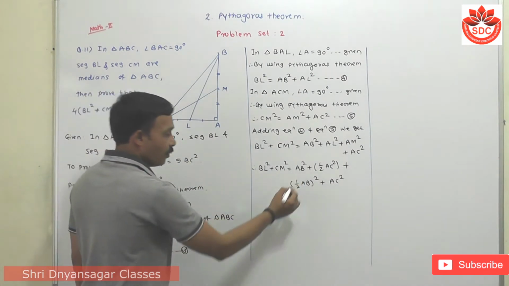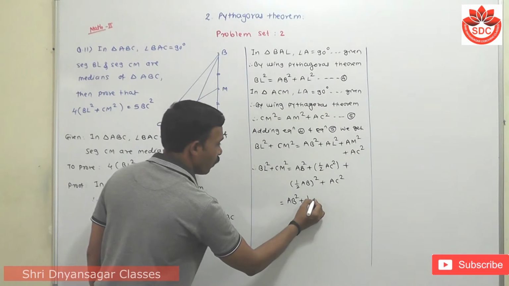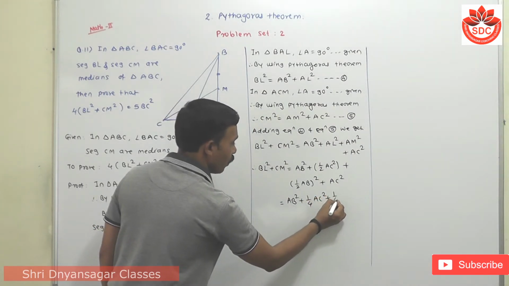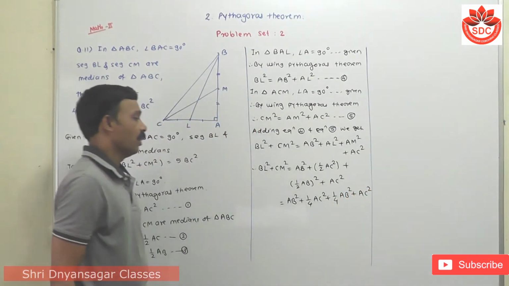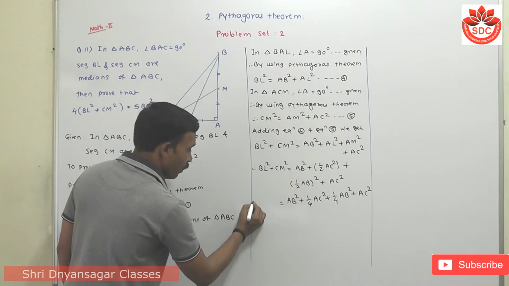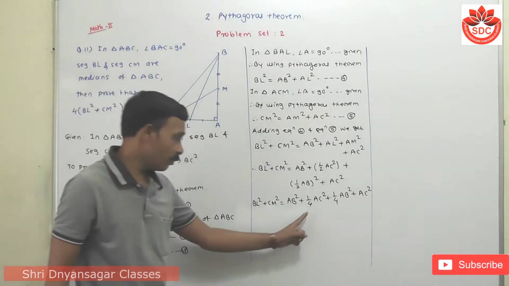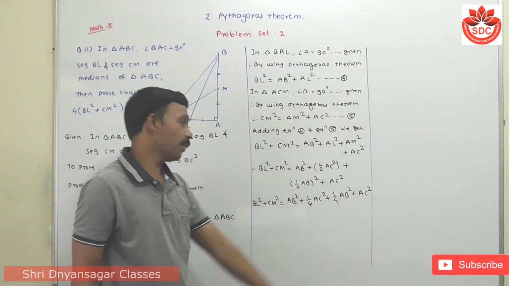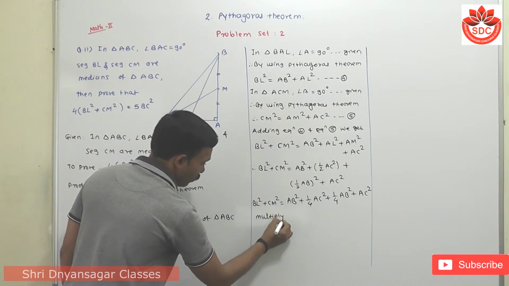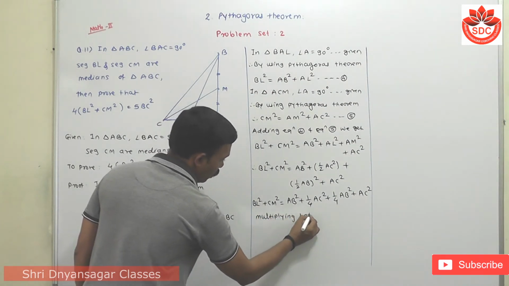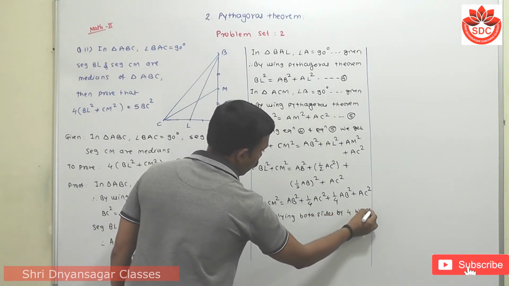Then squaring the brackets, it is equal to AB square plus 1 upon 4 AC square plus 1 upon 4 AB square plus AC square. This is the value of BL square plus CM square. Students, we want to remove this denominator 4, so multiply both sides by 4.